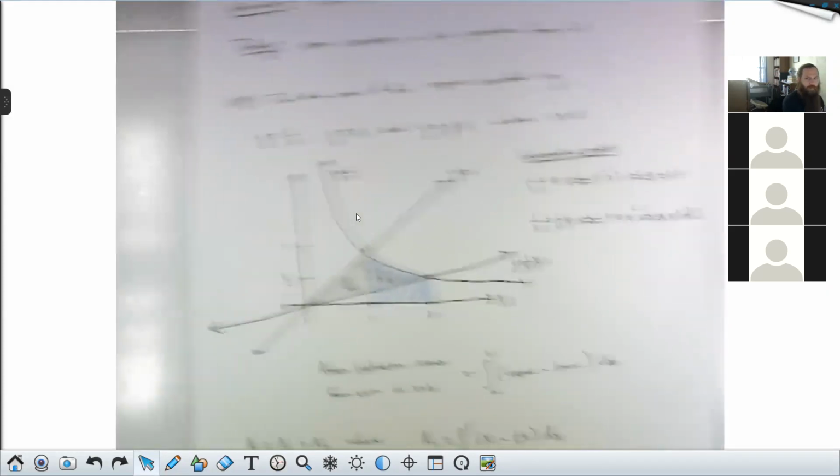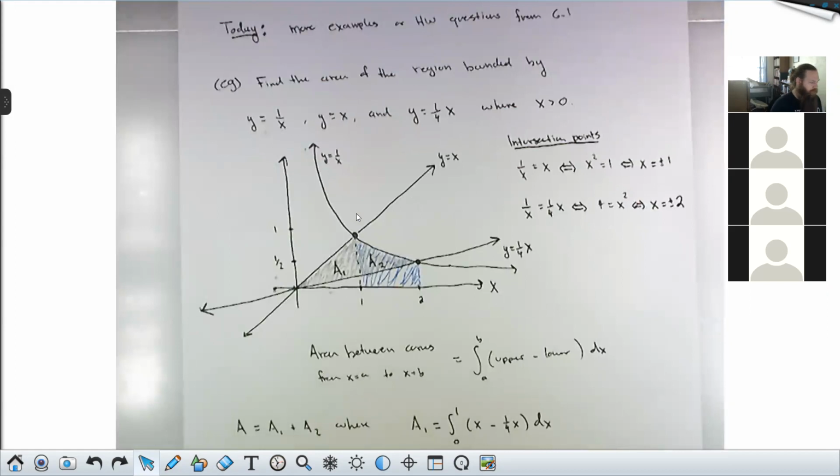Can you do number 3? Sure, sorry, 1 second. So I think somebody in the chat wanted to see the intersection point work. Here we had 1 over x equals x. You can cross multiply and you get 1 equals x squared. I just wrote it as x squared equals 1. And then you take square roots, you get x equals plus and minus 1. The other intersection points here are over here.